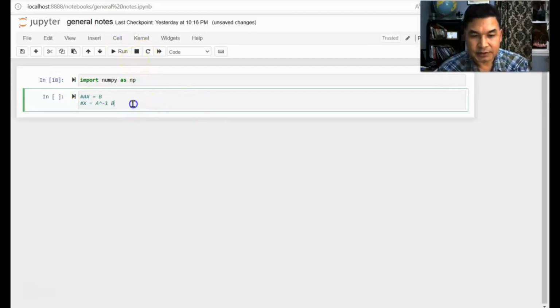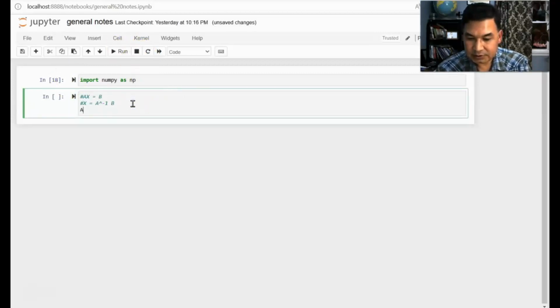So I have to put that in this format. First I'm going to define my 3×3 matrix A, which you have to put in as a NumPy array, in this format. So you have a 3×3 matrix.